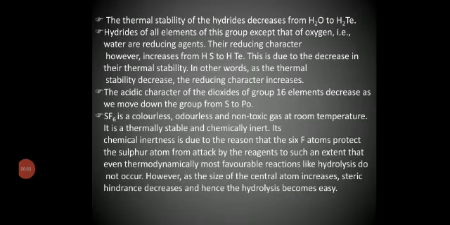Now, starting with the halides of the group 16 elements. The compounds of oxygen with fluorine are called fluorides. Compounds of oxygen with chlorine are called chlorides, and bromides, iodides in this way.